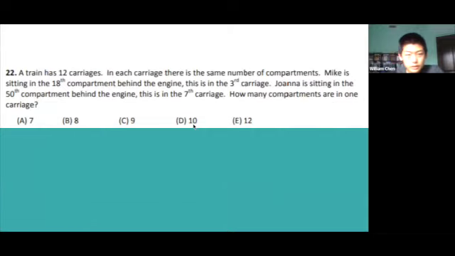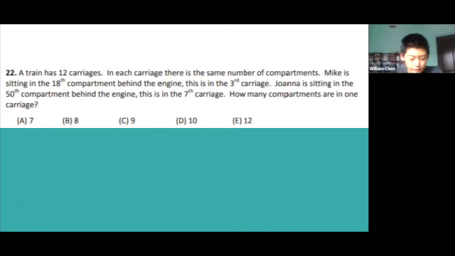Next question. A train has 12 carriages. In each carriage, there's the same number of compartments. Mike is sitting in the 18th compartment behind the engine. This is in the 3rd carriage. Ren is sitting in the 50th compartment behind the engine. This is in the 7th carriage. How many compartments are there in one carriage?